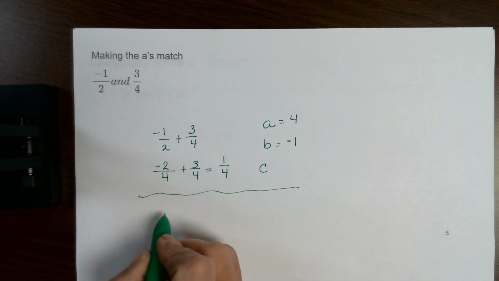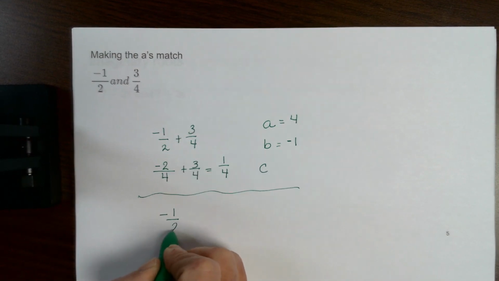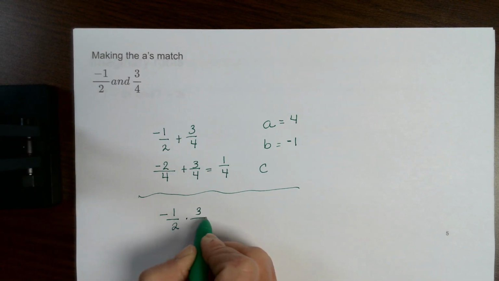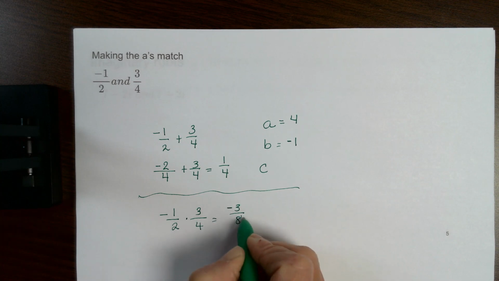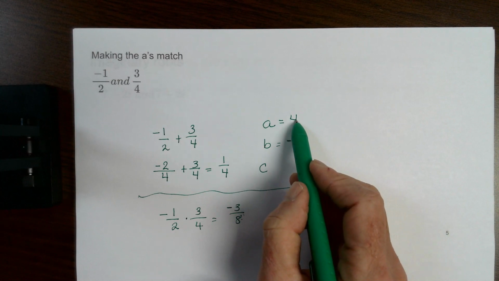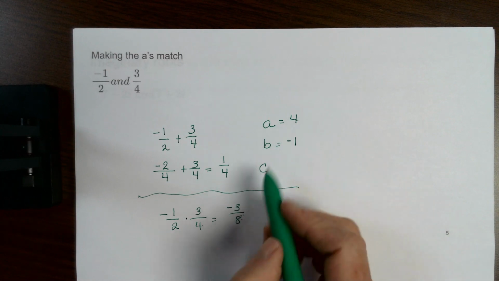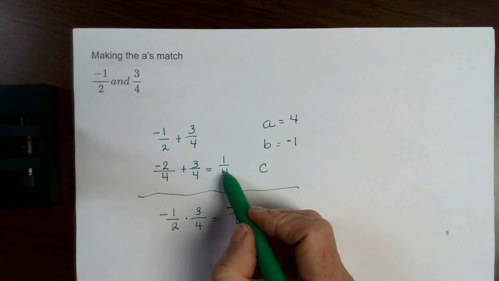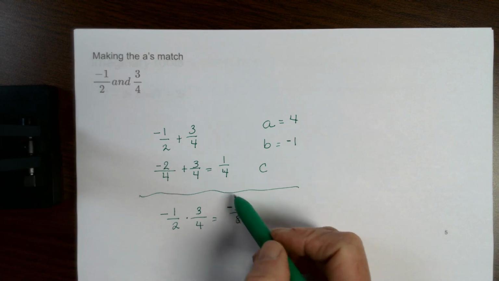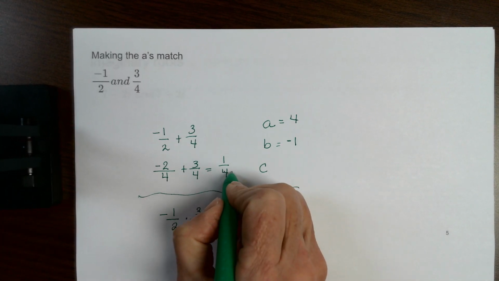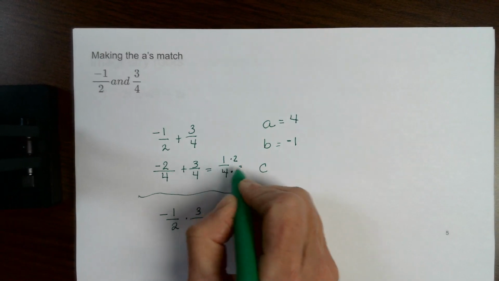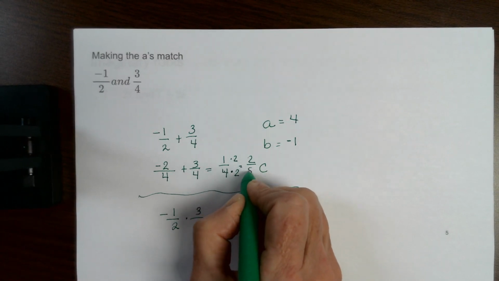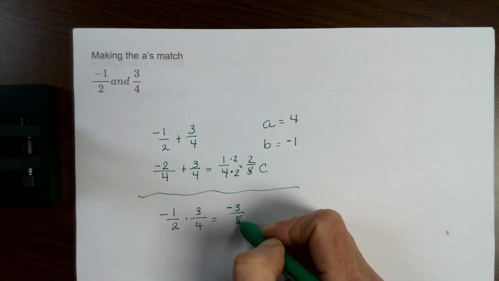Now I'm going to multiply these two, and I'm going to get a negative 3/8. Well, the 8 does not match the 4. So what I'm going to have to do is go back. I can make a 4 into an 8, but I can't make an 8 into a 4. So I'm going to go back here and multiply the top and the bottom by 2 and change the 1/4 to a 2/8. Now my a's match.